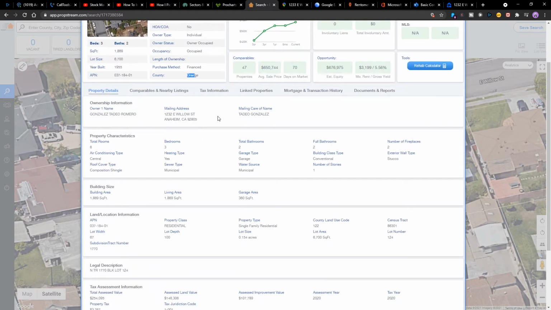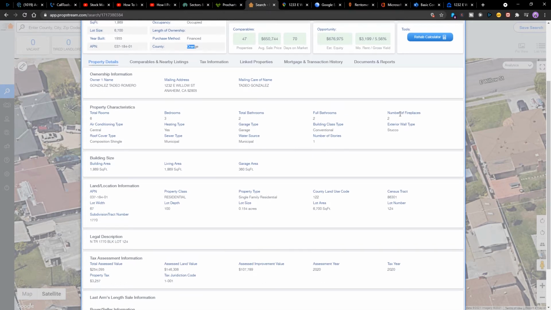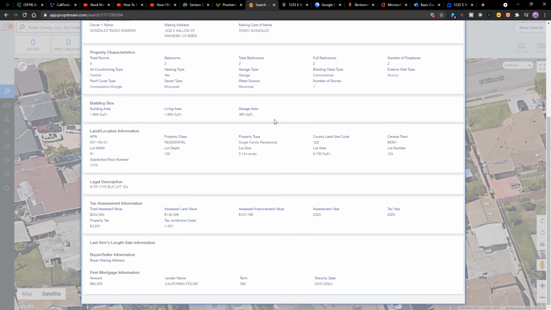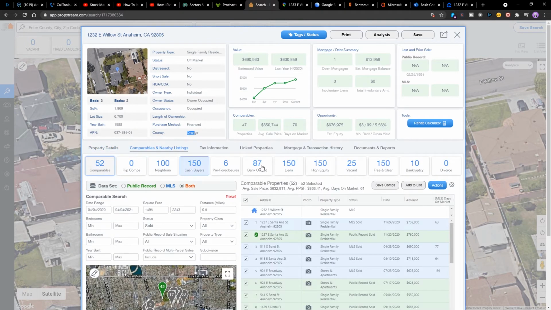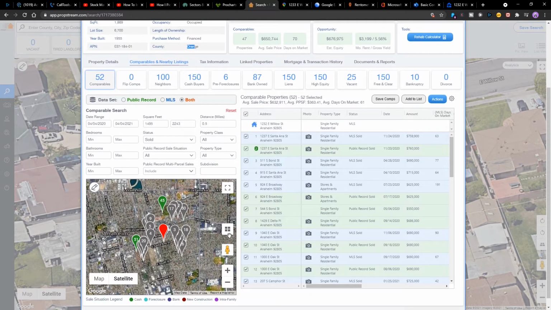Okay, who are the owners? Rooms, bed, bath, full bathrooms, fireplaces, central aircon, heating, stucco. This just gives some details of the property. Usually you would not use the information here. The main things that you would want to look at here are the rents, mortgage, comparables, and nearby listings. If you go to comparables and nearby listings, you have to take a look at all of this.